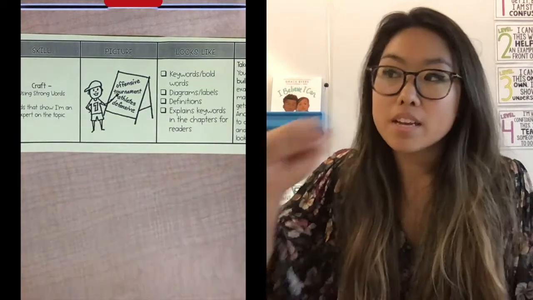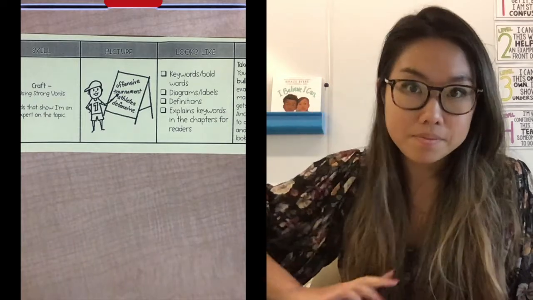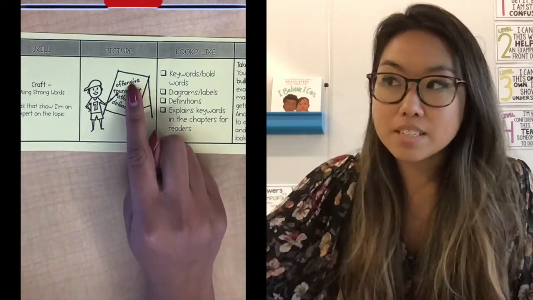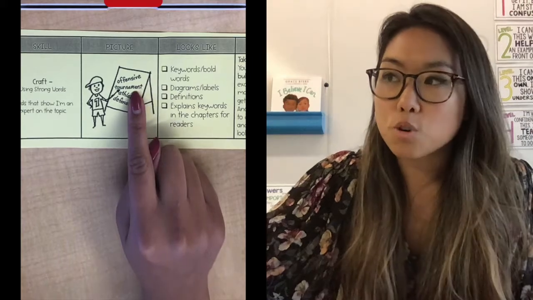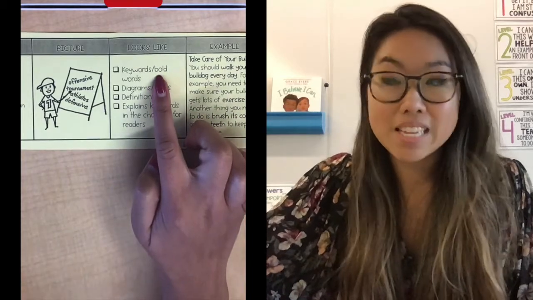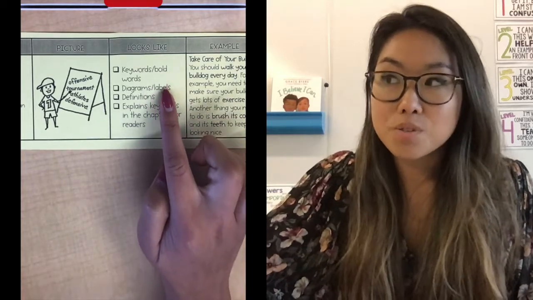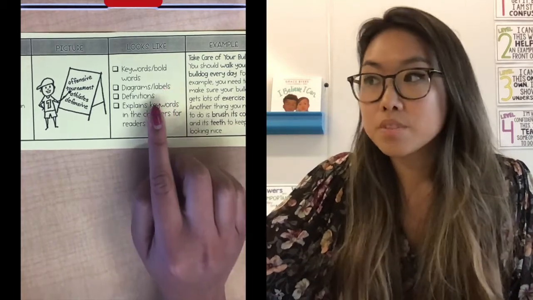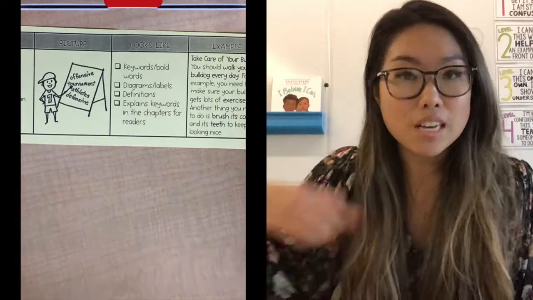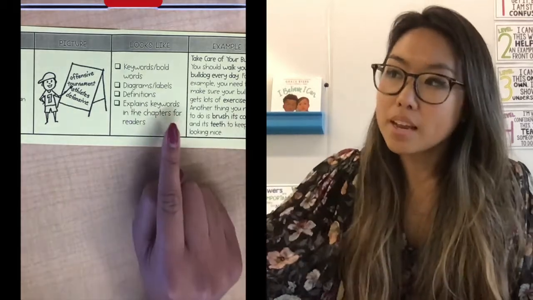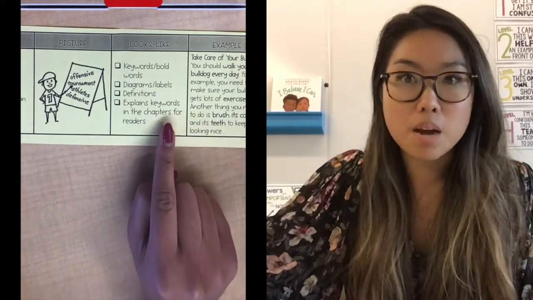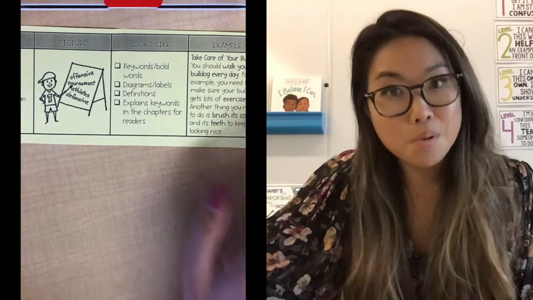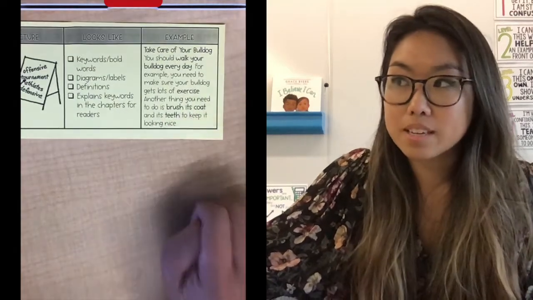This picture is showing that they're an expert about sports. So the words that they use are offensive, tournament, athletes, and defensive. When we think about craft words, we're thinking, do we have keywords or bold words? Do we have diagrams and labels that show the parts of what we're teaching about? Do we have definitions which tell what the word means? And can you explain keywords in the chapters for readers? So let's see what a good second grade example looks like.